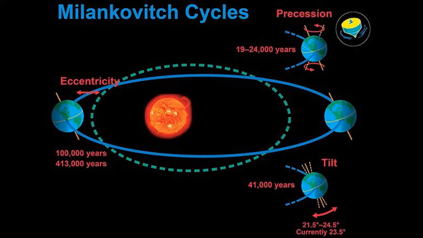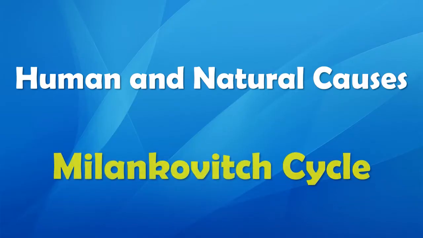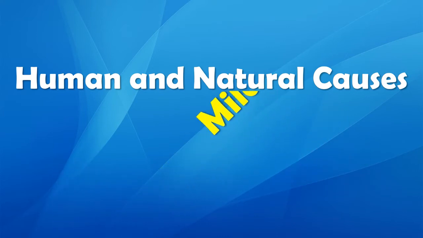And those are the Milankovitch cycles, which can be seen as a natural cause of climate change. So between human and natural causes, take the Milankovitch cycles and put it in the natural causes.